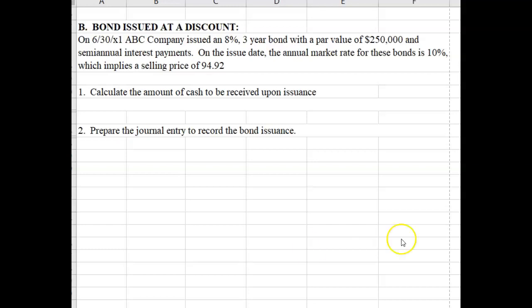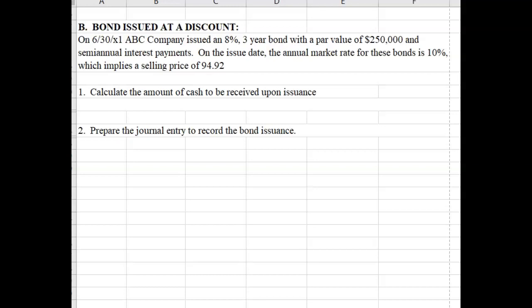Hi everybody. In our previous video, we discussed the accounting for a bond issued at par. In this video, we'll discuss the accounting for a bond issued at a discount. When the stated or contract interest rate is less than the market or effective rate of interest, the bonds will be issued at a discount.